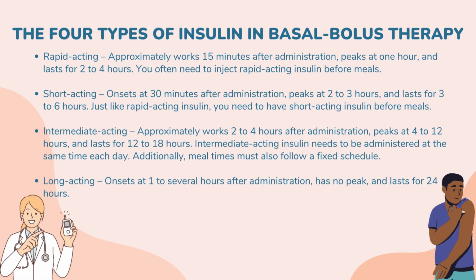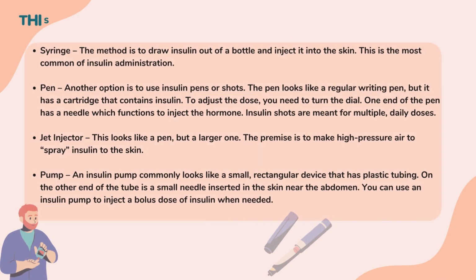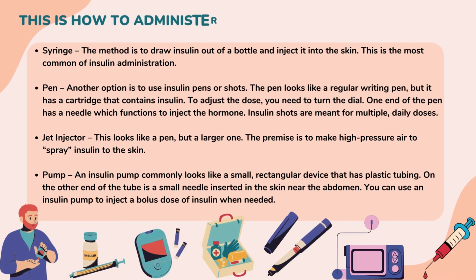For long acting, onset is 1 to several hours after administration, it has no peak, and lasts for 24 hours. This is how to administer insulin replacement therapy. There are four ways to administer insulin replacement therapy, which are syringe, pen, injector, and pump.